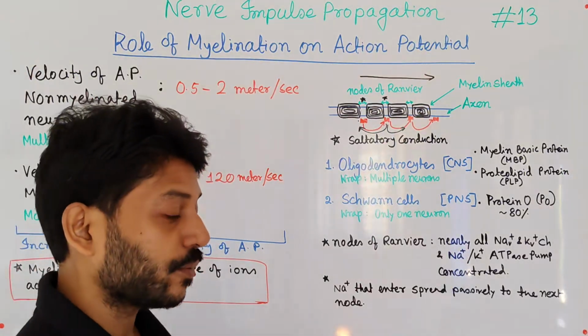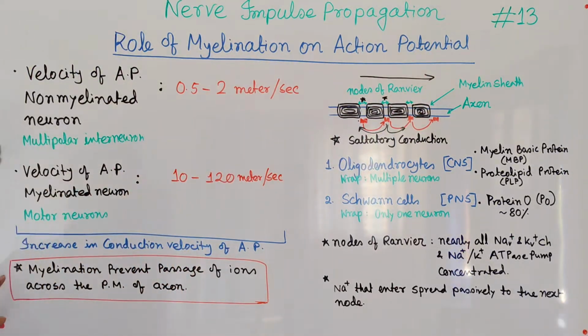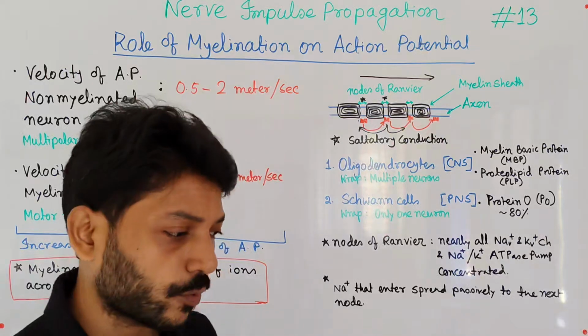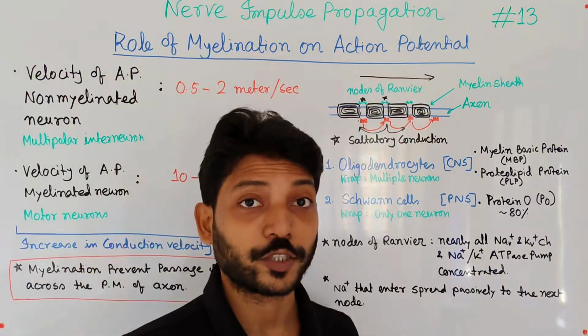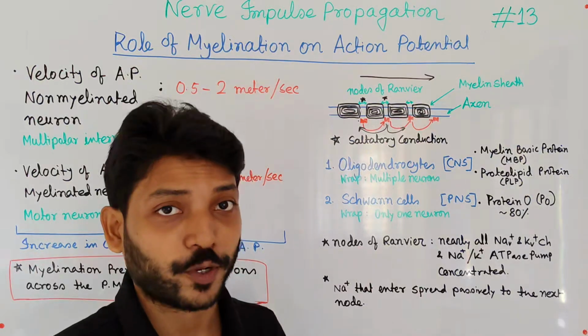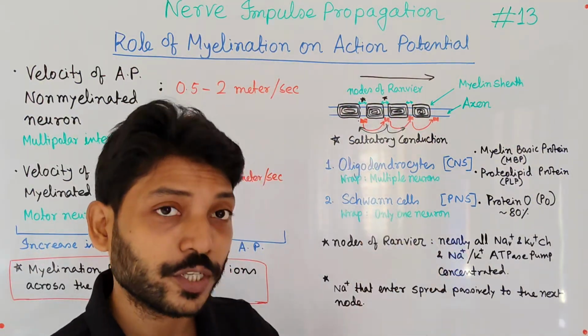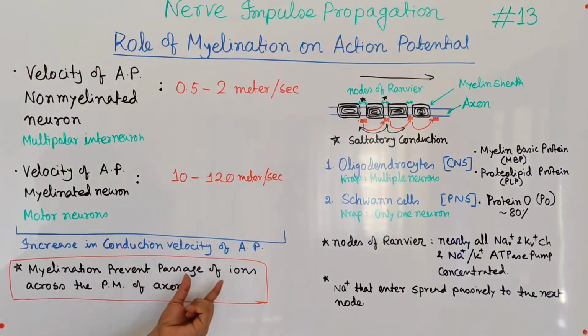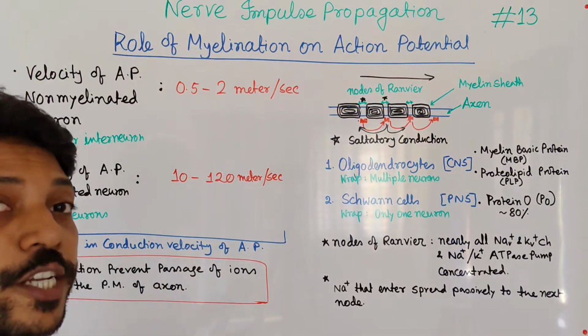Now what is the reason behind this increase? The reason is myelination prevents passage of ions across the plasma membrane of axons. It prevents the movement of ions. In my previous video on the generation of action potential, I mentioned that in the axons there are voltage-gated sodium channels and potassium channels through which the ions move and action potential is generated. Now if myelination prevents the passage of ions, how is the action potential generated?